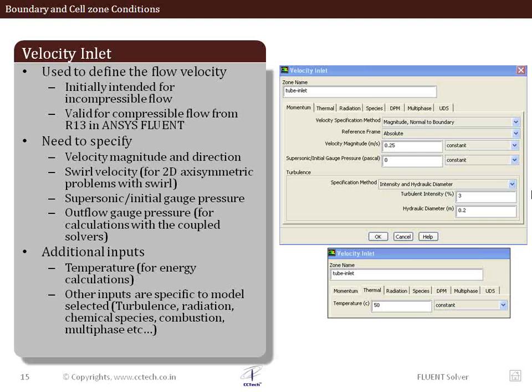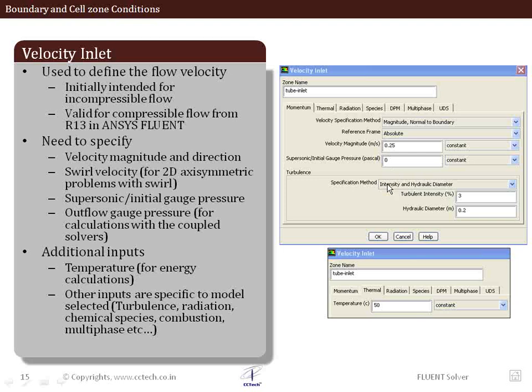The hydraulic diameter is defined as 4 times the cross-sectional area divided by the perimeter of the boundary that you're speaking about. So 4A, cross-section, upon perimeter. That's how you can find this out. For a circular face, it comes out to be the diameter of the given circular surface. So let's say we have flow through a cylinder. In that case, the inlet diameter itself is the hydraulic diameter. So in this way you can specify the turbulence specifications.